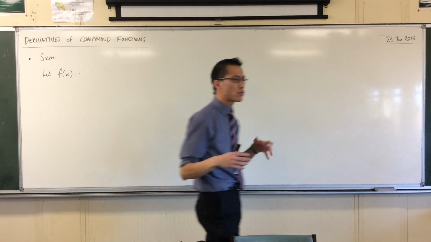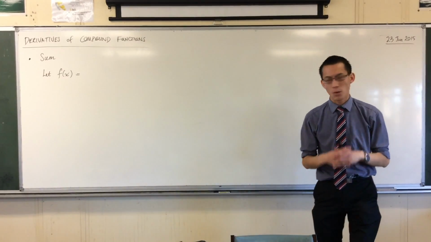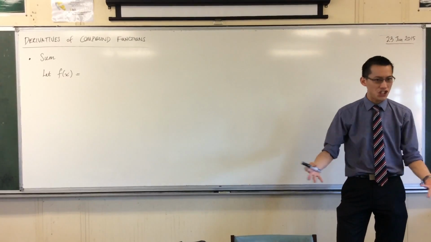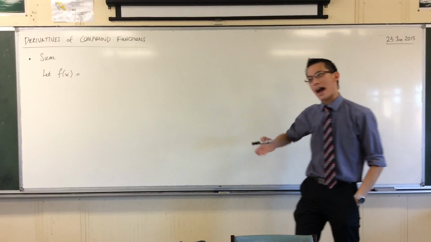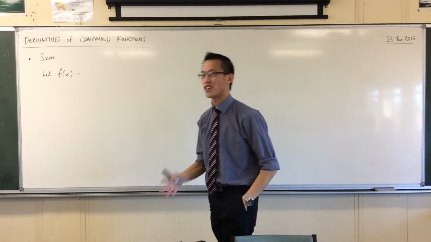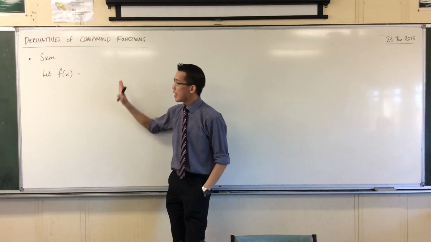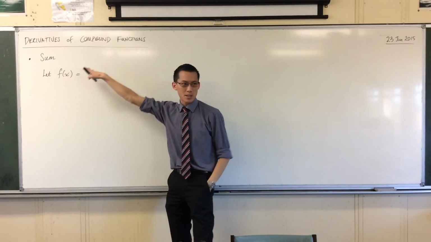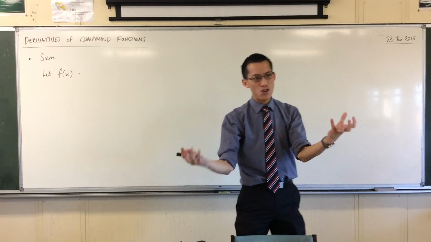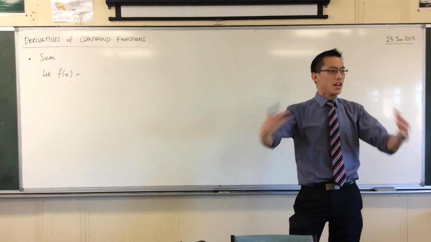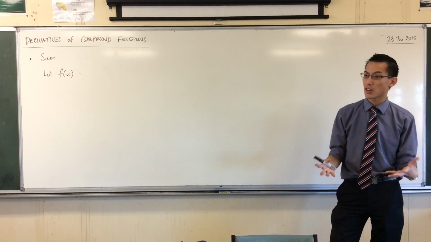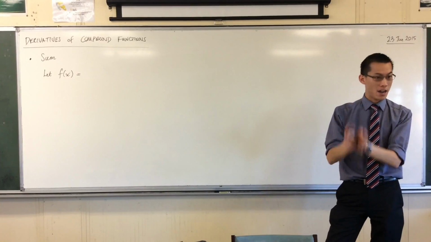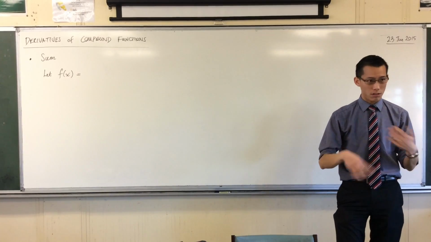We are trying to grow the repertoire of things that we know how to differentiate, things that we know how to find the derivatives of, things that we know how to determine the gradient functions of. So what I'm going to do is think about what happens when you put more than one kind of function together. There are lots of different ways you can combine functions, just like there are lots of different ways you can combine numbers. So we're going to go through them in turn.